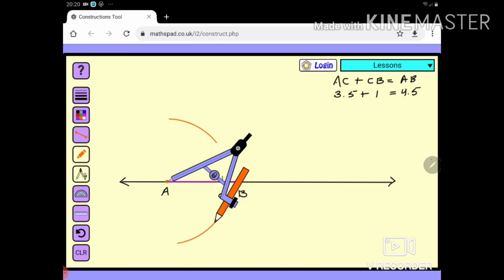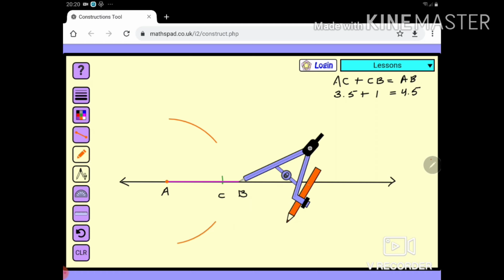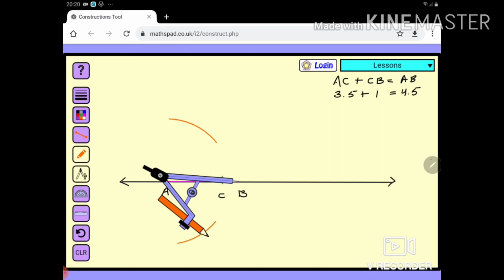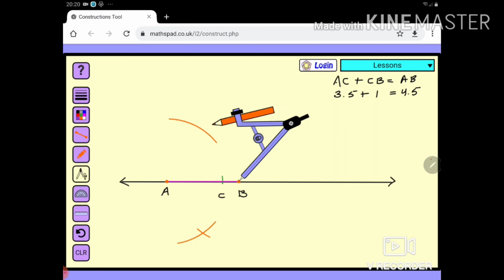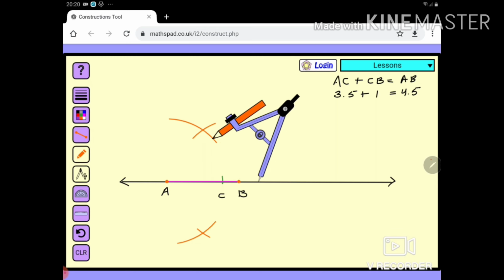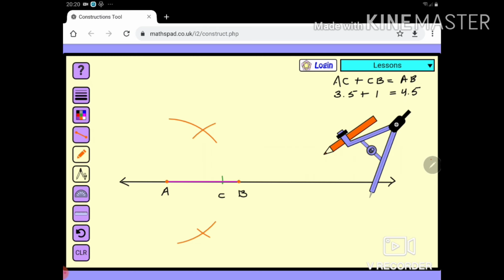arc. Now taking B as center, we need to construct the arcs which intersect the already present arcs like this. Now join the two to have the perpendicular bisector like this, and name the intersection point as O.